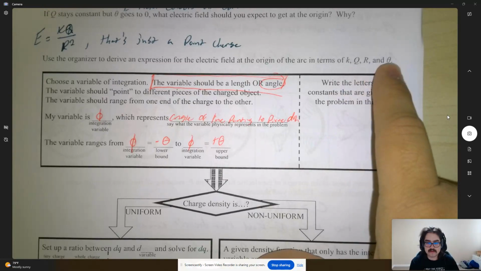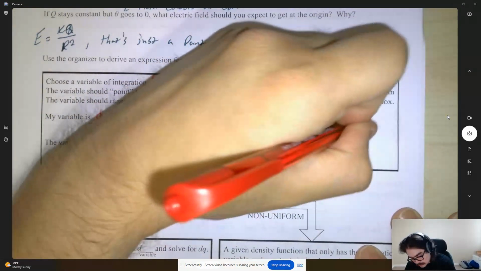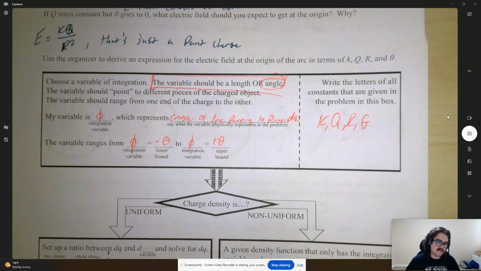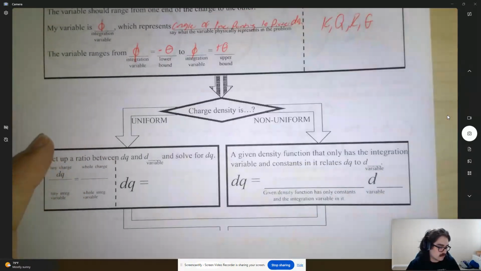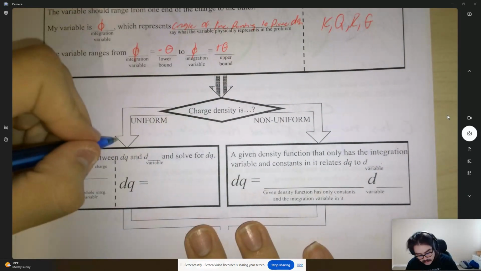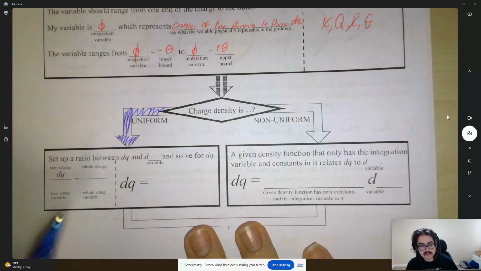And what are the constants that are given in the problem? It's these right here: K, Q, R, and theta. We don't want to go outside of that list. We don't have to include everything, but we don't want to go outside of that list. I'm going to use lambda at some points in here too, but you don't want that to show up in your final answer. The charge density is uniform. We're not going to get to non-uniform for a little bit, but the charge density is uniform.